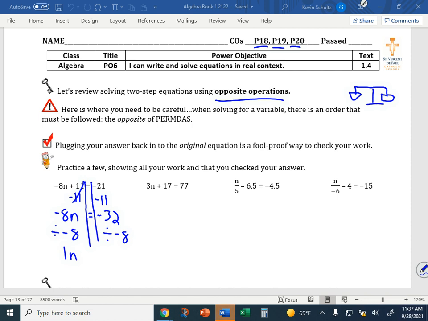We don't have to write the 1, okay? When we have a coefficient of 1, it's optional to write it. But then on the right side, as Maggie said, negative 32 divided by negative 8 equals 4. So what this is saying is that the original equation said negative 8 of whatever n is. We have negative 8 of them. Add 11 to that, we get negative 21. We've undone the equation to say that one of those n's is equal to 4.